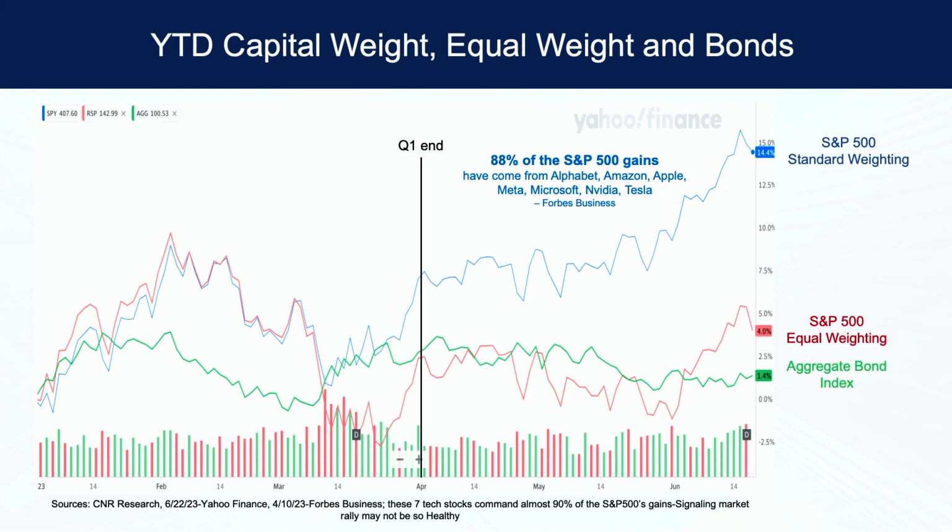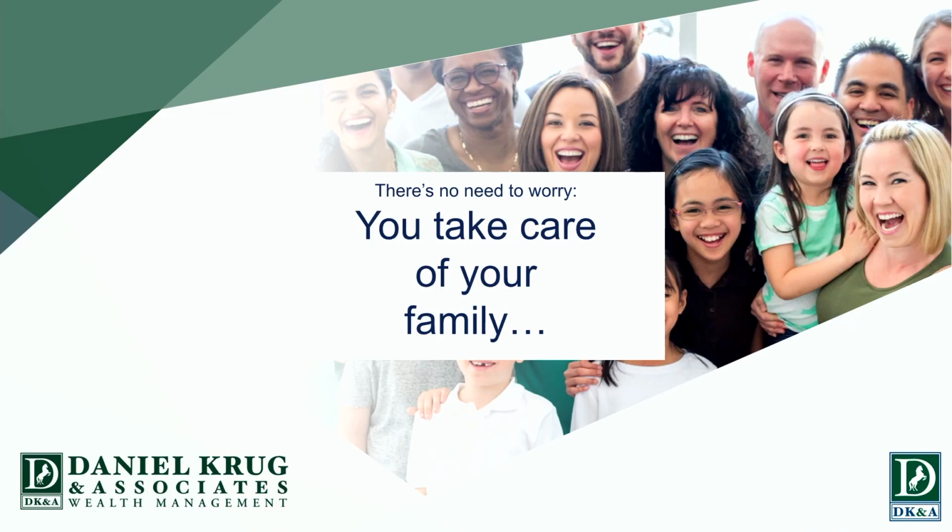So you can see in this chart for Q1 and Q2, the S&P standard weighting is showing 14.4% up, with the S&P equal weighting only 4. And just to throw in bonds there, bonds are only up 1.4%. So there is a significant slant right now in the S&P 500 from a return standpoint.